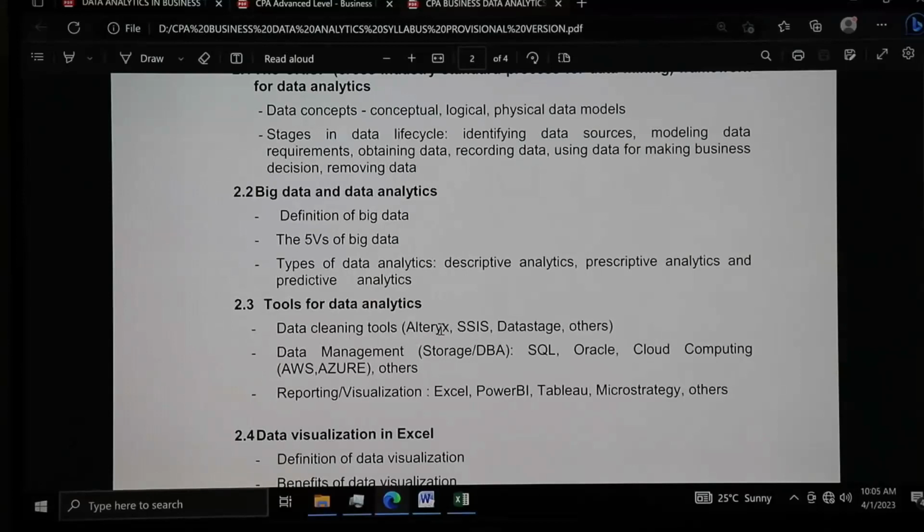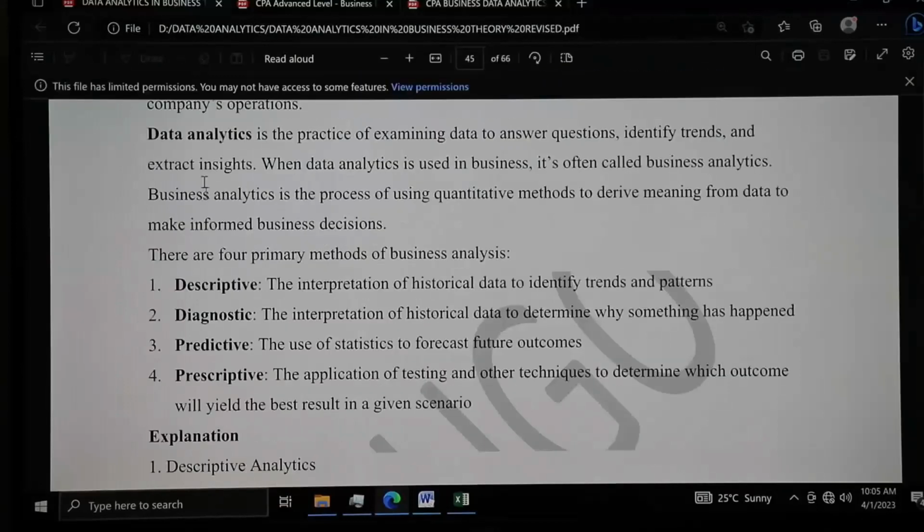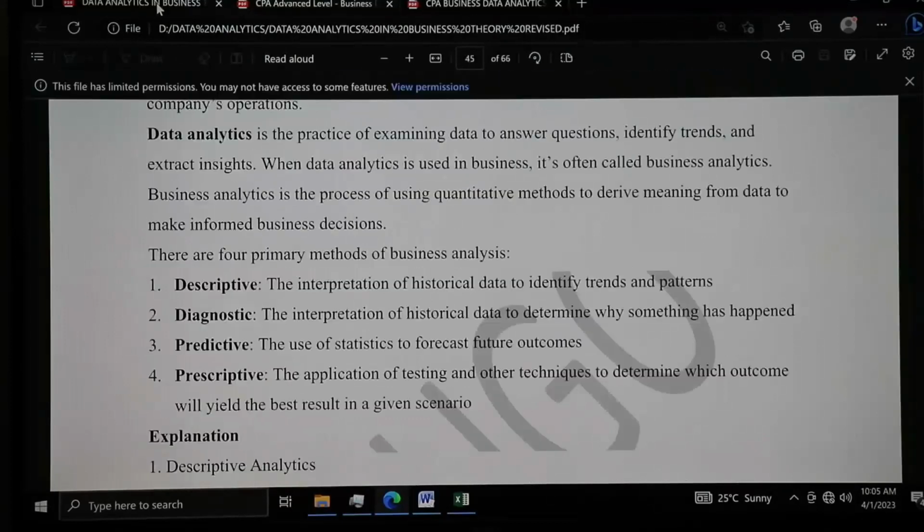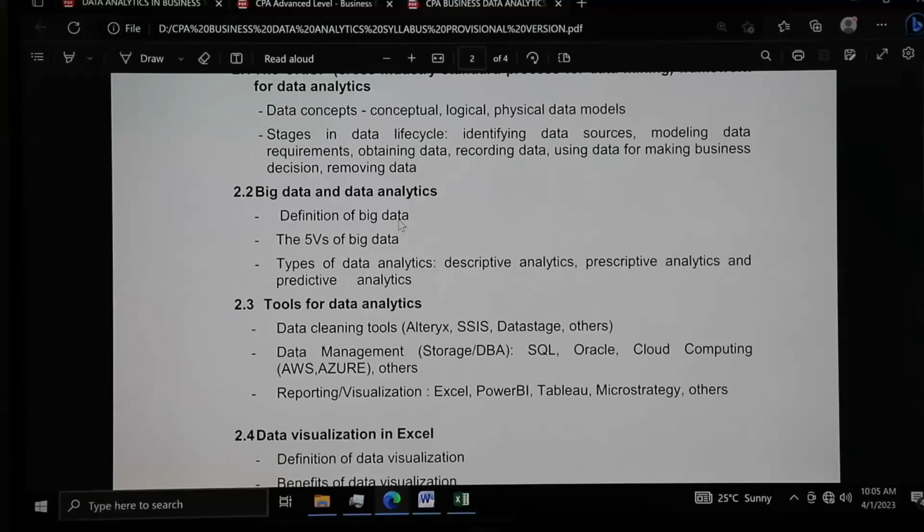We have these three software. DataStage is one of the data cleaning tools. If you check here, you'll find that DataStage is actually one of the tools that we use to clean. All the others: SQL is for developing, Tableau is for visualization, and MicroStrategy is another tool that we use to visualize the data. MicroStrategy is a data visualization tool.